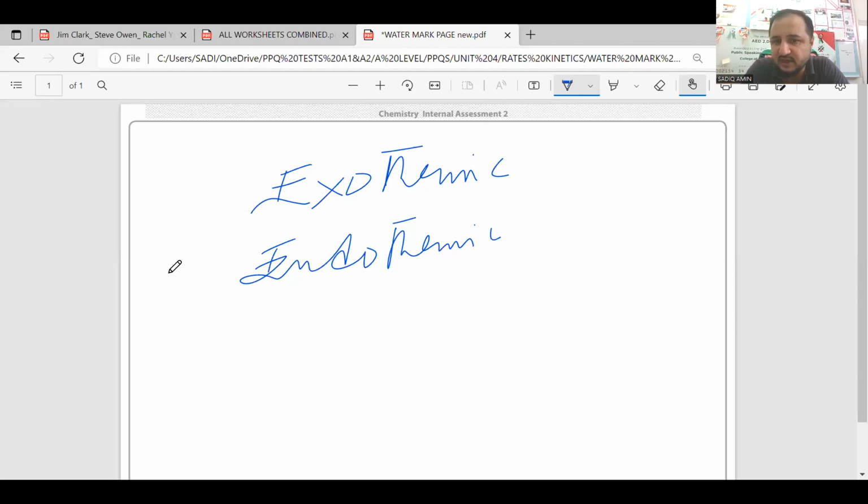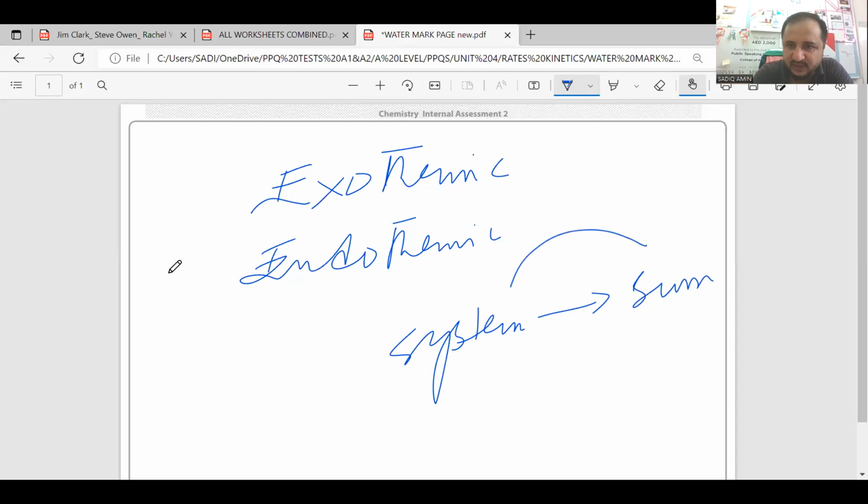The definition is very simple. It says that those reactions in which heat energy is released to the surrounding. You will get either 2 marks or 1 mark for it. So we will have a system, and you're burning something, and you have surroundings. From system to the surrounding, it's exothermic. So delta H value will be negative for it.